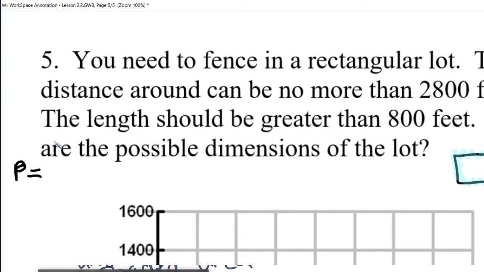Length times width is area. Do you remember the perimeter formula? It was 2 length plus 2 width. The perimeter is 2 length plus 2 width.